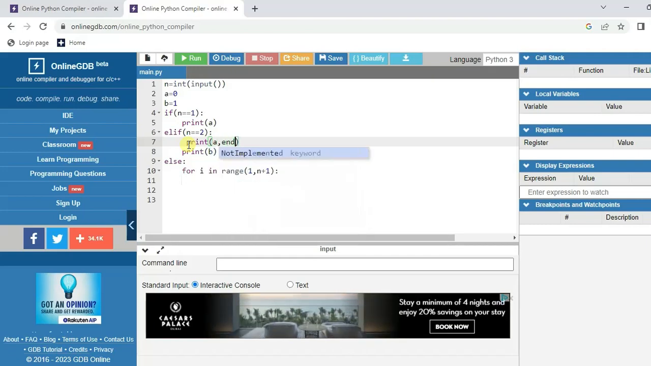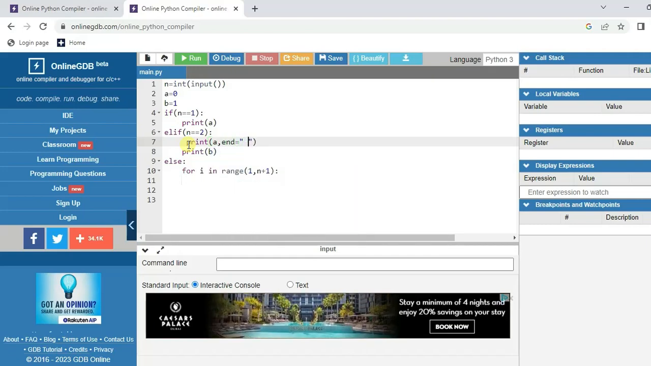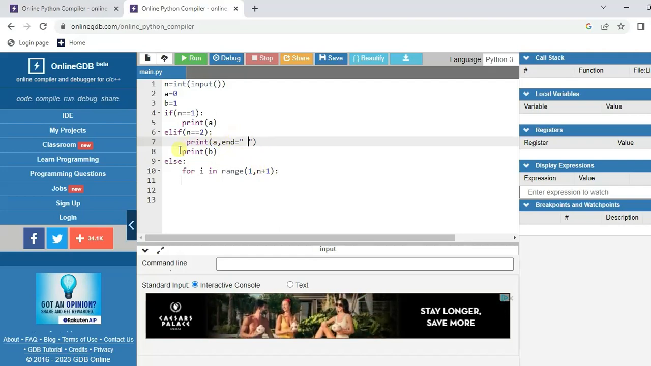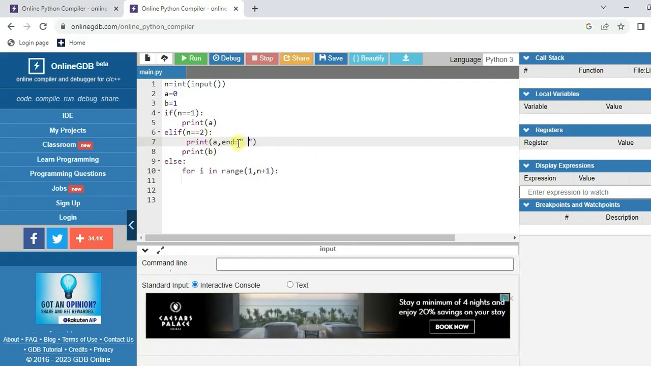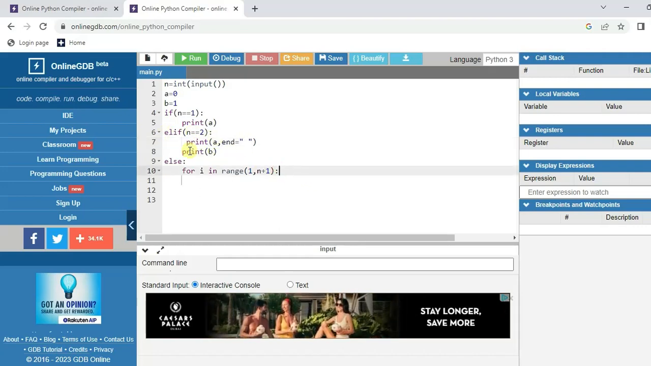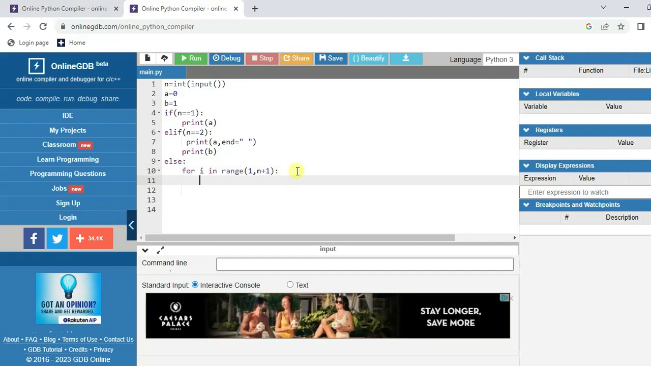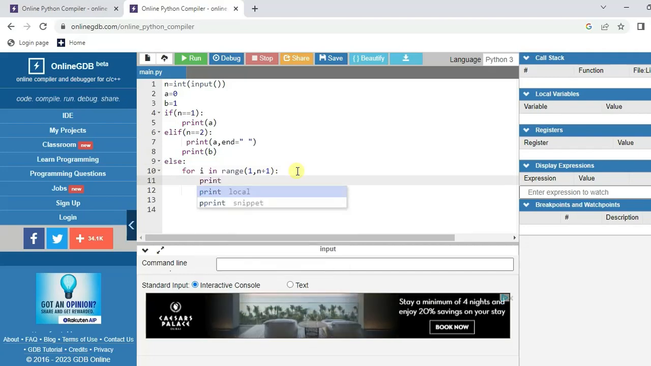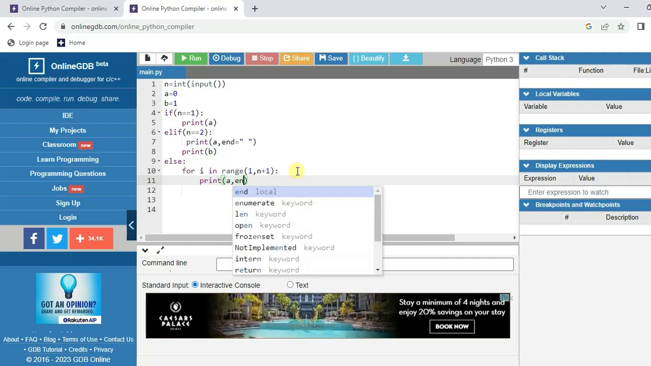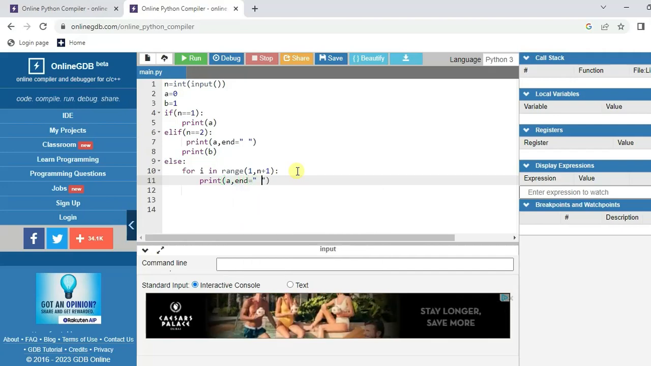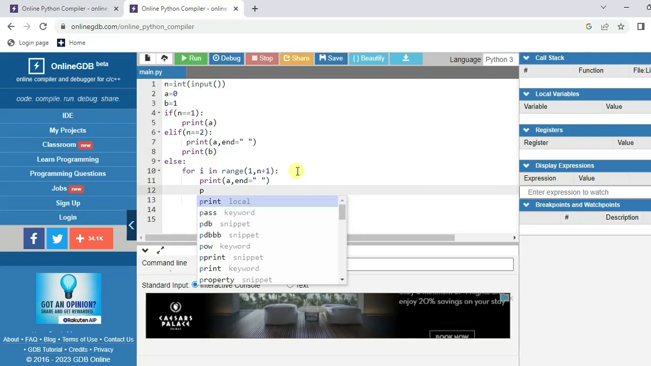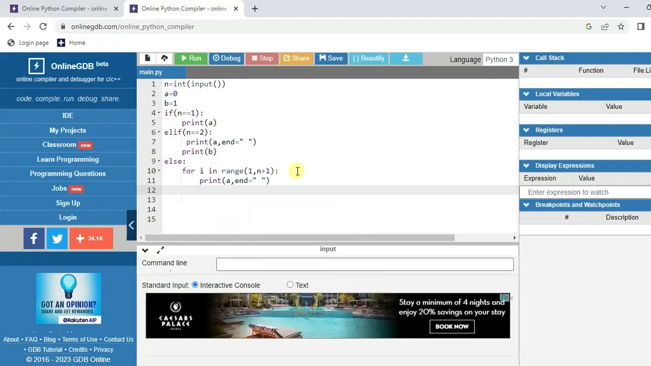So for adjacent printing we will use this one. Okay, please remember this point in mind. For adjacent we will use this. For coming to the next line, by default print automatically goes to the next line. For printing adjacent we will use this. Okay, we will print A, then last C. Here first only A, and then we will print A plus B.